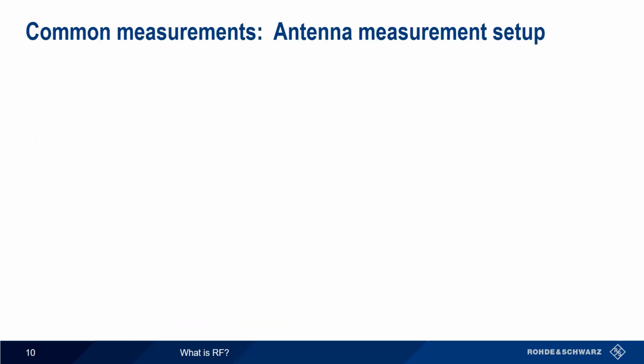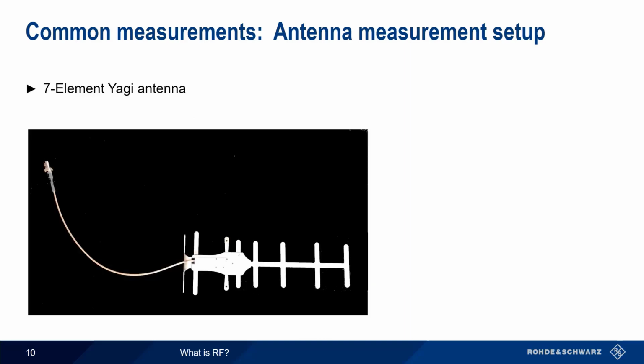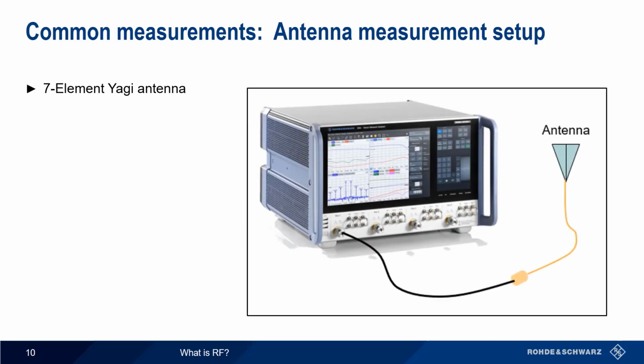In this first measurement example, the frequency response of a small 7-element Yagi antenna is measured. The setup is simple. The antenna is simply connected to port 1 of a calibrated VNA, and the antenna under test is positioned in an area free of reflections or else placed in an RF test chamber.